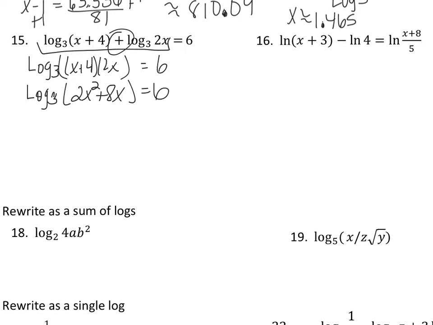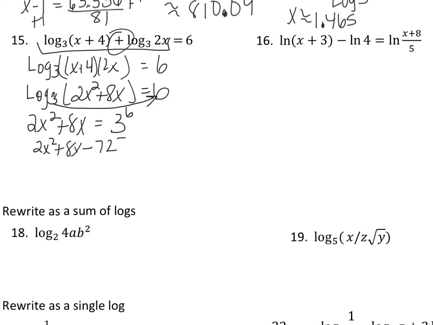I'm going to rewrite this as an exponent. 2x squared plus 8x equals 3 to the 6th power. So it's 3 to the 6th. Gives me that side. And 3 to the 6th power is 729. So 2x squared plus 8x minus 729 equals 0. So that 729, I subtracted it to the other side. And now we want to solve this.